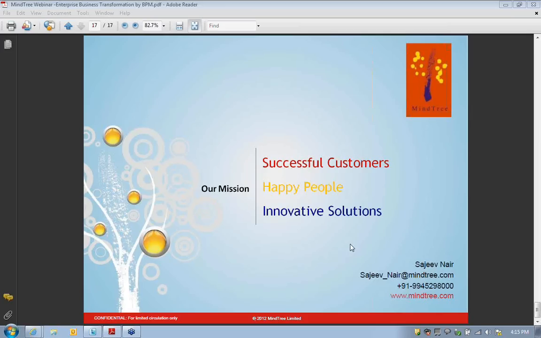Another query was: which enterprises adopt BPM as a solution in this challenging time? Which sector has more market share? See, the first query: how do enterprises adopt BPM as a solution in this challenging time? I think this query came at the start of this presentation, so I have answered it through various slides.